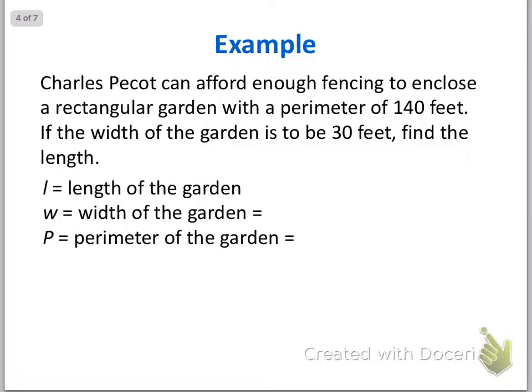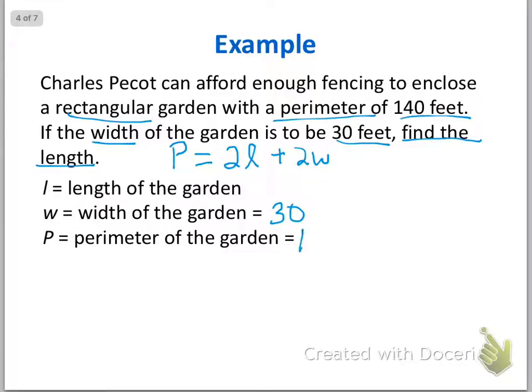Let's try another example. Alright. Charles Picot can afford enough fencing to enclose a rectangular garden with a perimeter of 140 feet. If the width of the garden is to be 30 feet, find the length. So, perimeter of a rectangular garden equals 2L plus 2W. That's our formula. L is the length of the garden. That's what we're trying to find, so that'll be our variable. W is the width of the garden. The width is 30 feet. And P, the perimeter of the garden, 140.